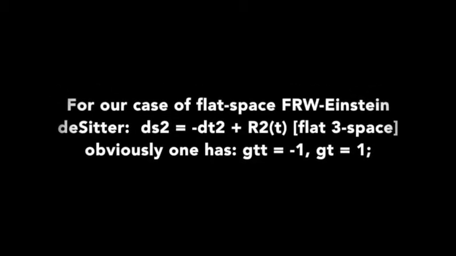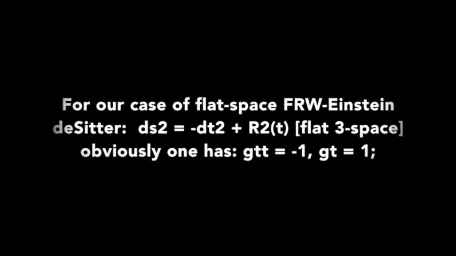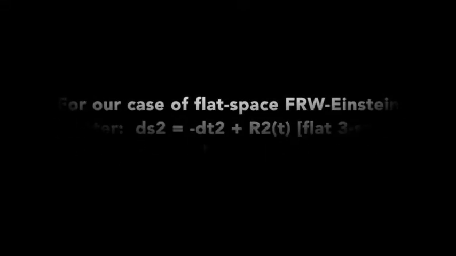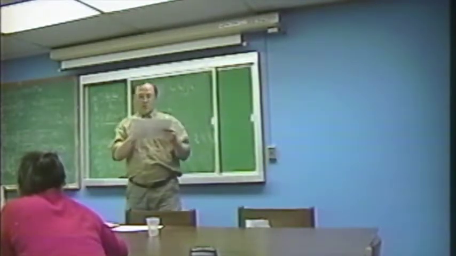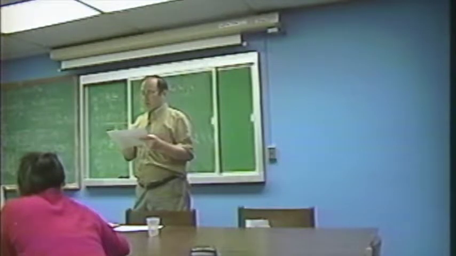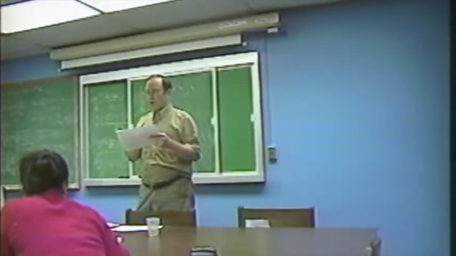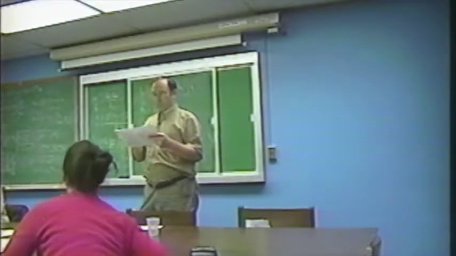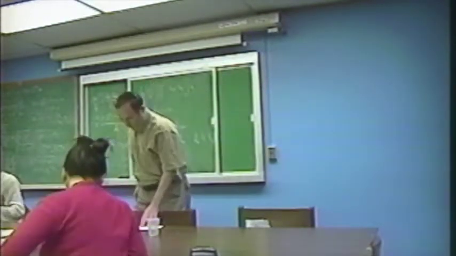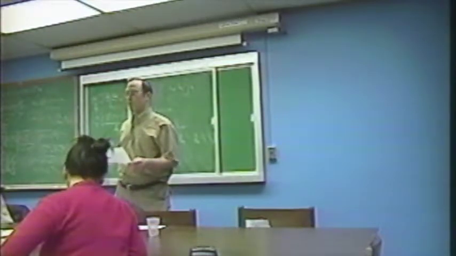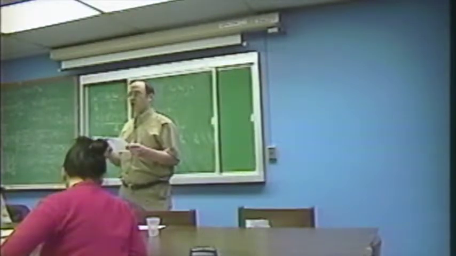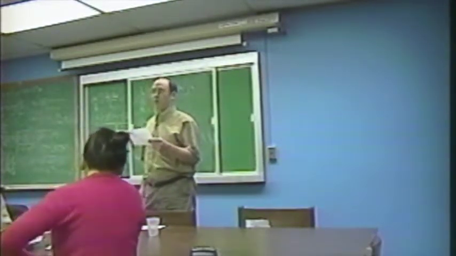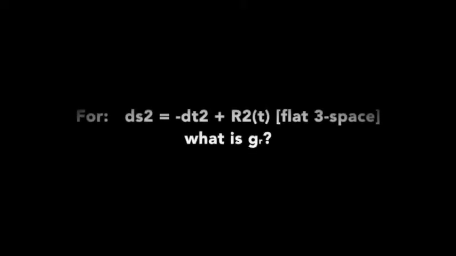Minus dt squared plus R of t squared times flat 3-space. So I wrote down in the second line on the right-hand side the little g's. Satisfy yourself that those are in fact the little g's. The second line says g_t is plus 1, a_t is minus 1, g_r is equal to that. Okay, you see those little g's? Do they make sense to you? g_t is just plus 1, the positive square root of the thing in front of dt squared, which is just 1. What is g_rr for the flat Friedmann Robertson Walker?